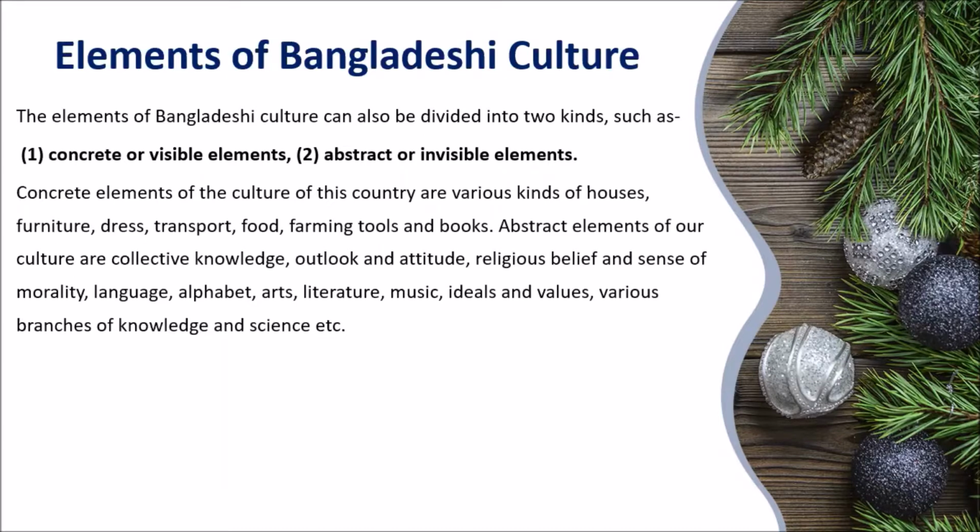Concrete elements of the culture of this country are various kinds of houses, furniture, dress, transport, food, farming tools, and books. Abstract elements of our culture are collective knowledge, outlook, and attitude, religious belief, and sense of morality, language, alphabet, arts, literature, music, ideals, and values, various branches of knowledge and science, etc.